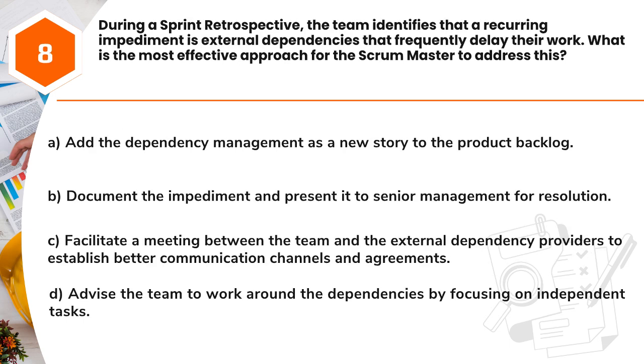Question 8. During a sprint retrospective, the team identifies that a recurring impediment is external dependencies that frequently delay their work. What is the most effective approach for the Scrum Master to address this? A. Add the dependency management as a new story to the product backlog. B. Document the impediment and present it to senior management for resolution. C. Facilitate a meeting between the team and the external dependency providers to establish better communication channels and agreements. D. Advise the team to work around the dependencies by focusing on independent tasks.